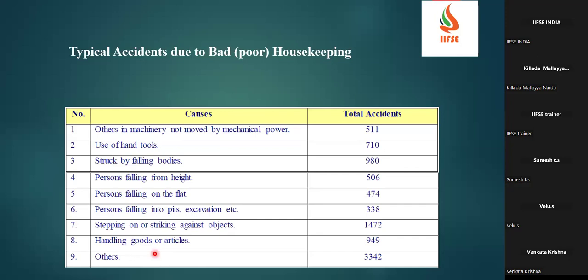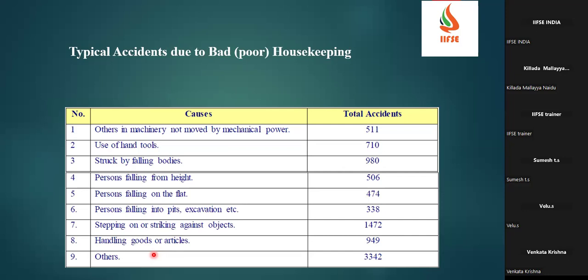Okay. This is historical data on how accidents have happened because of bad or poor housekeeping. Others in machinery not moved by mechanical power, which is 511. Use of hand tools, which is 710. Struck by falling bodies.